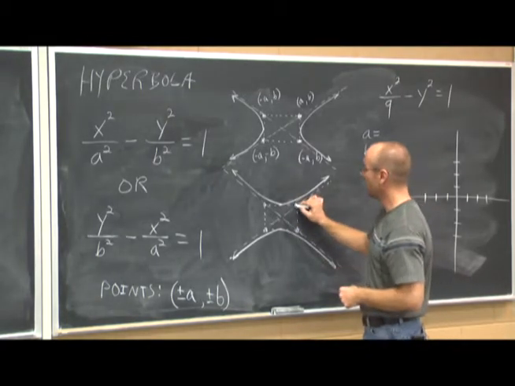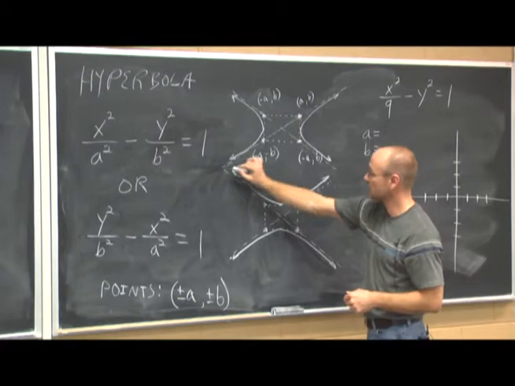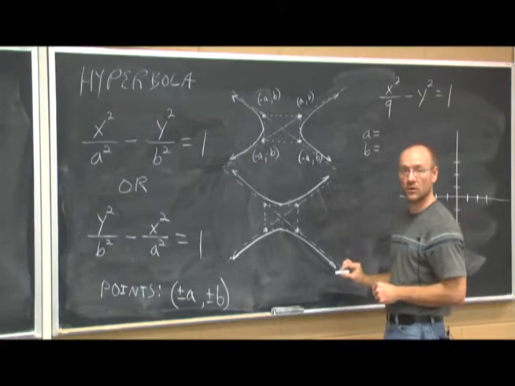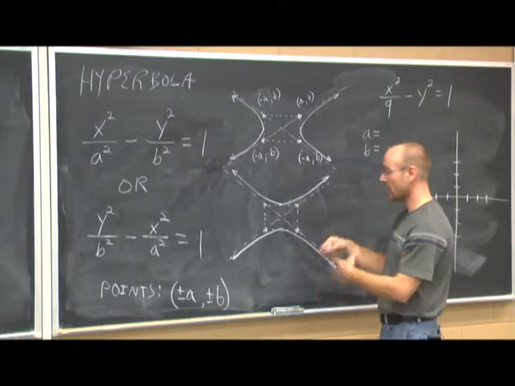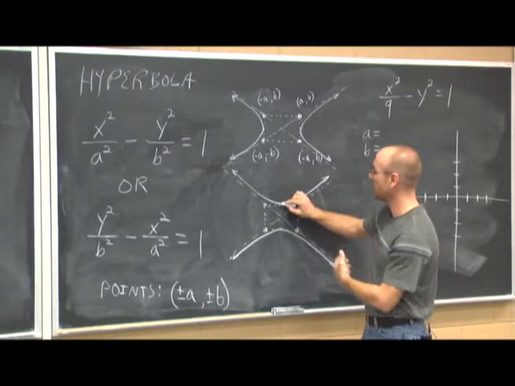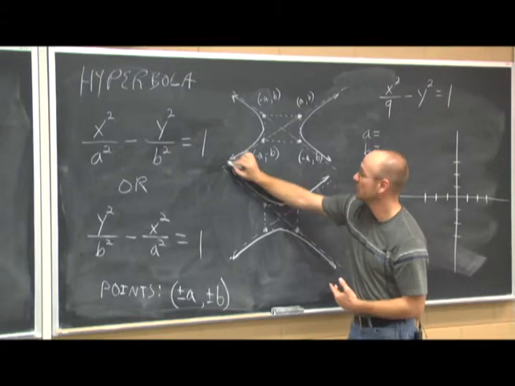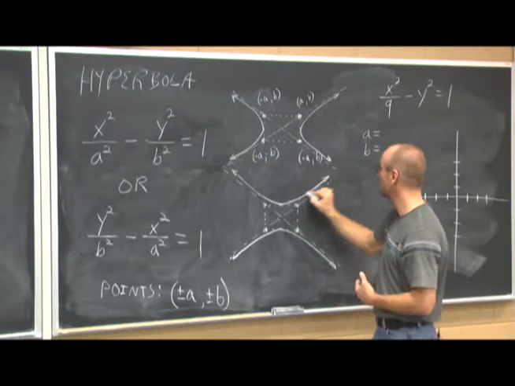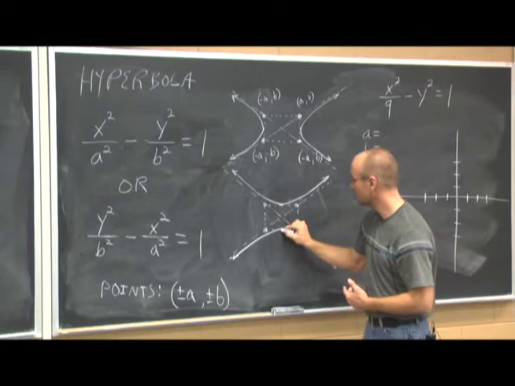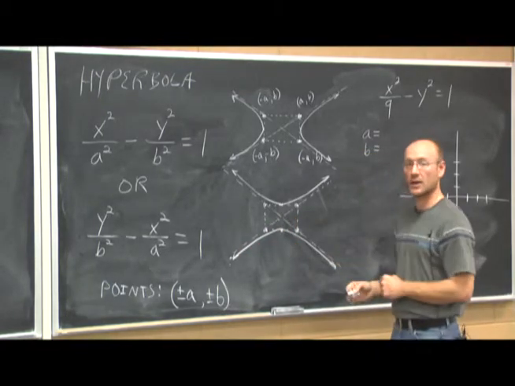So we plot our A and B points. We draw a rectangle so that we can connect the corners with a diagonal dashed line, our asymptotes. And then we could say, okay, well, this one opens up and down. So I start at the center of this little box here, and I go up towards that asymptote, up towards this asymptote, start right here at the center, and move left and right towards our asymptotes.